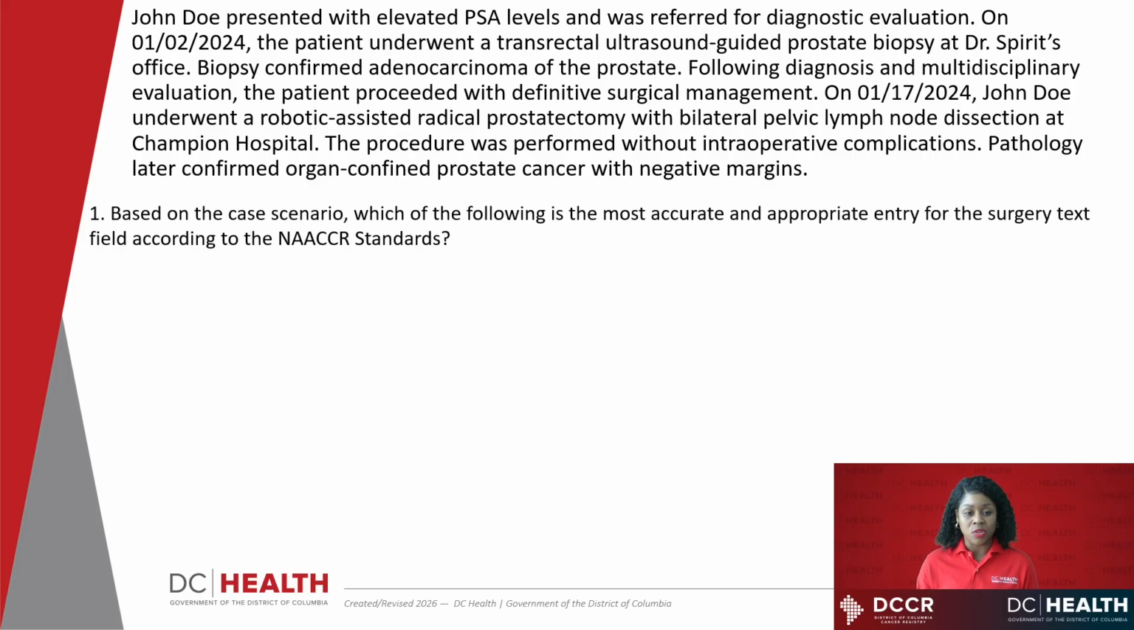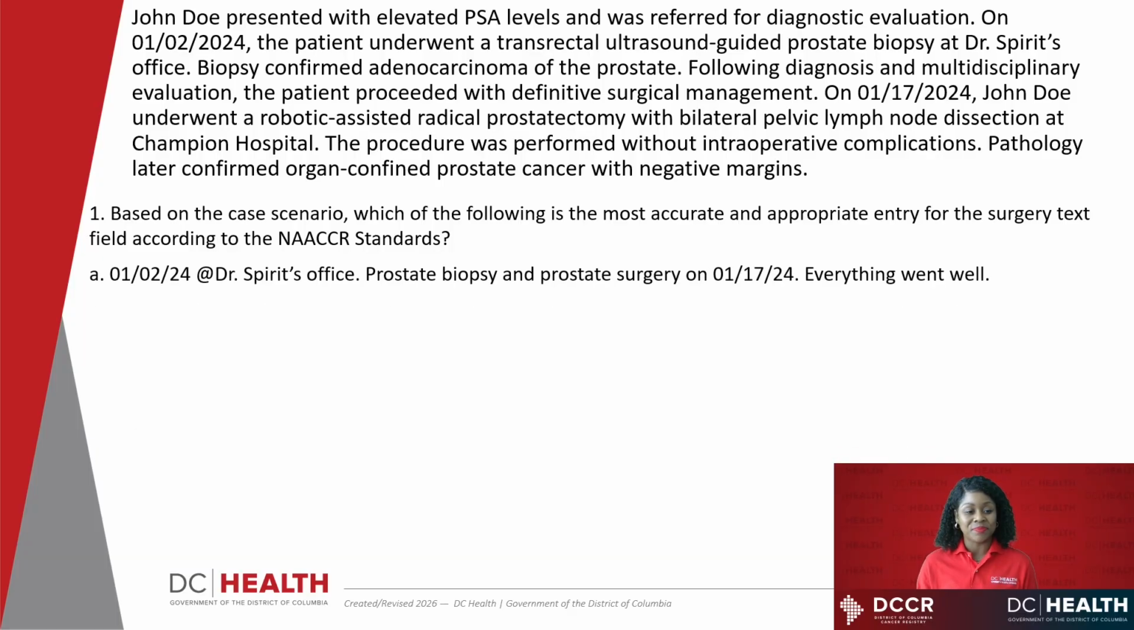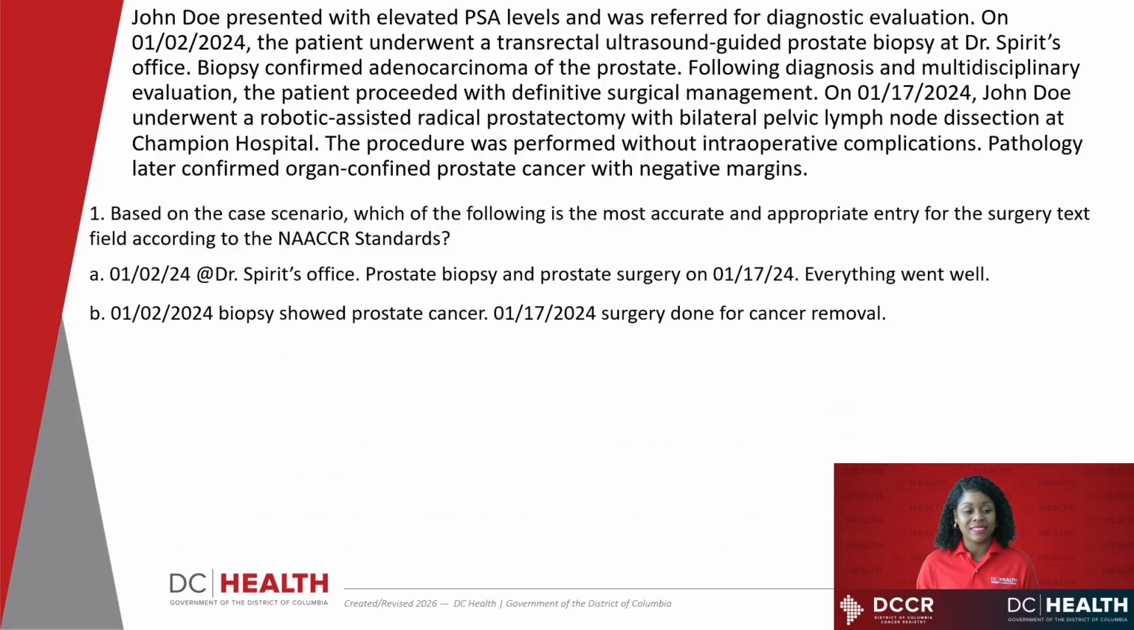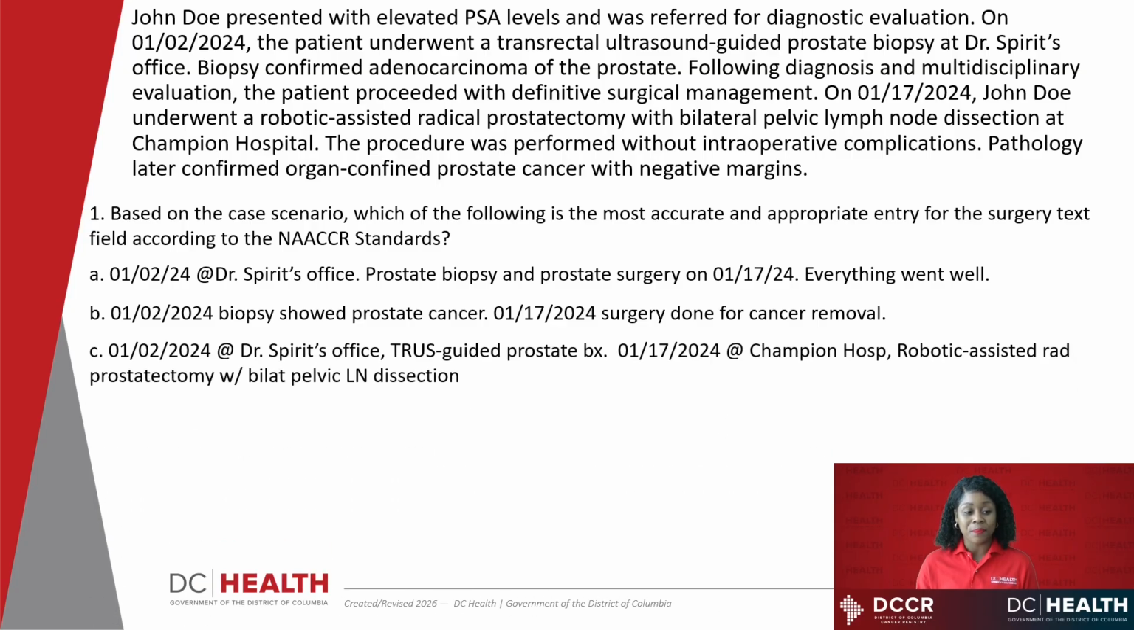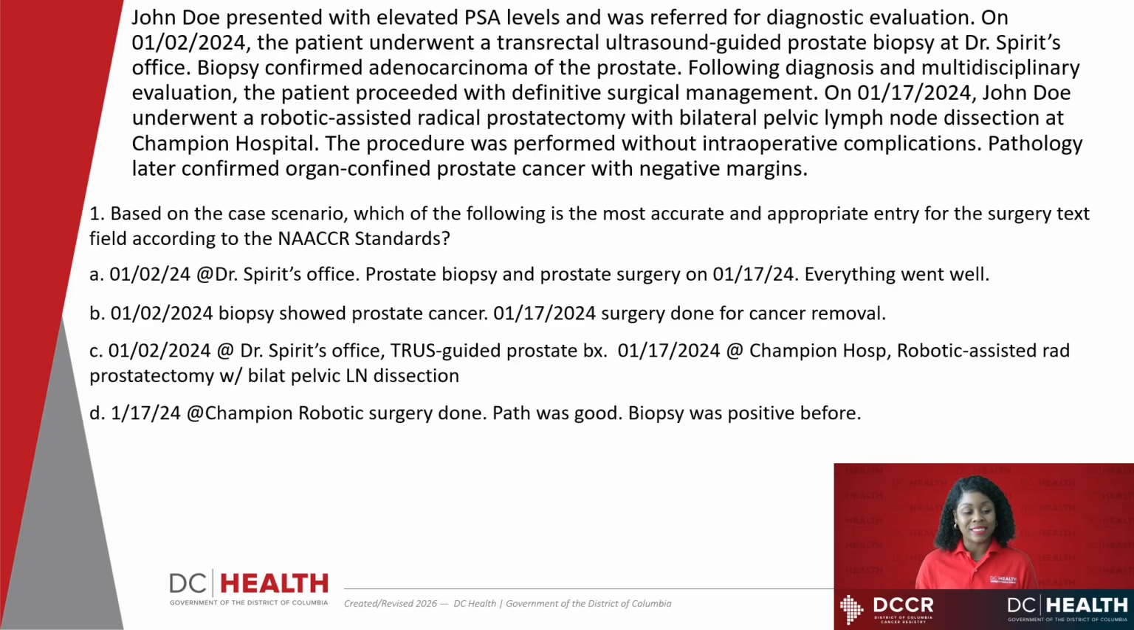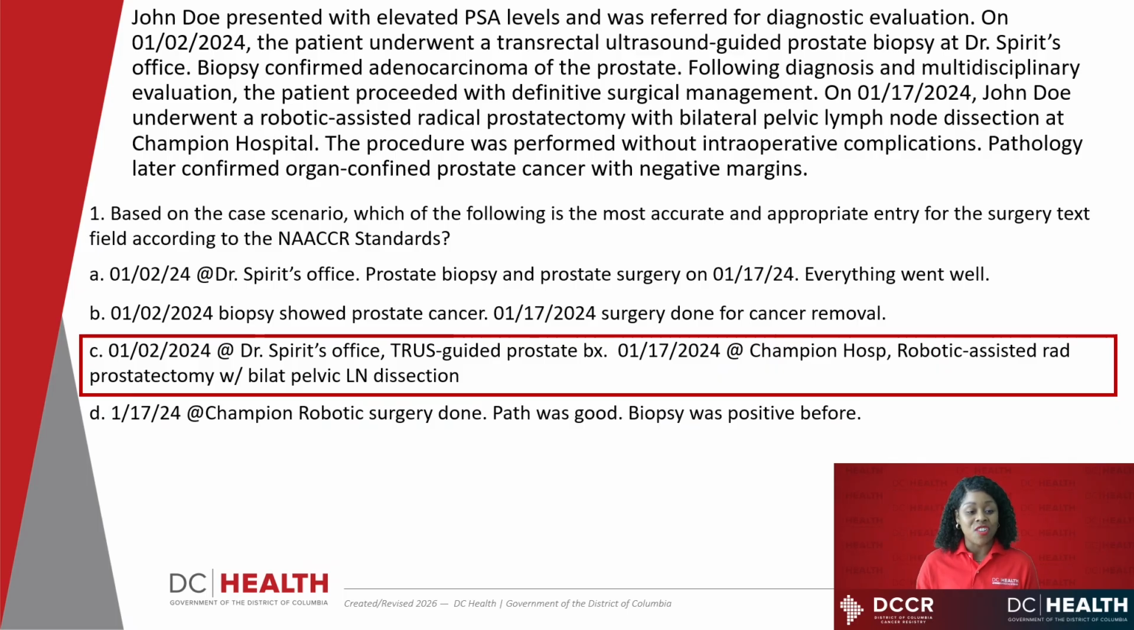Based on this case scenario, which of the following is the most accurate and appropriate entry for the surgery text field according to NAACCR standards? Is it A? Is it B? Is it C? Or is it D? The correct answer is C: January 2nd, 2024, at Dr. Spirit's office, prostate biopsy. January 17, 2024, at Champion Hospital, robotic assisted rad prostatectomy with bilateral pelvic lymph node dissection.